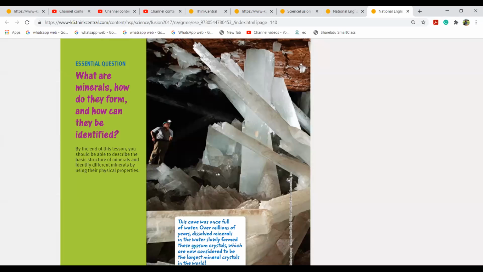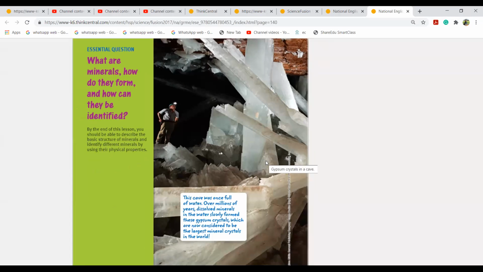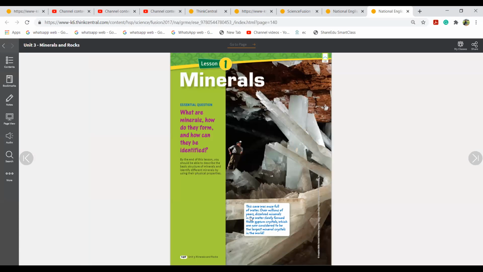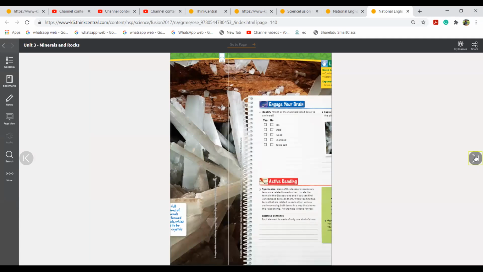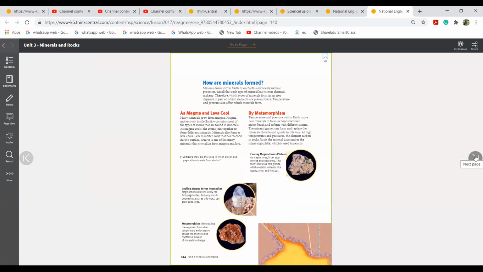So we are about to finish this lesson on minerals today. I showed you this picture yesterday, that the cave was once full of water. Over millions of years, dissolved minerals in the water slowly formed these gypsum crystals, which are now considered to be the largest minerals in the world. We say gypsum crystals are among the largest. You have seen how the whole room is covered with those big pieces of minerals. Those are gypsum.